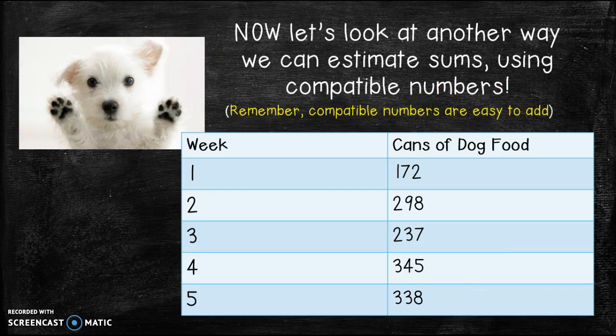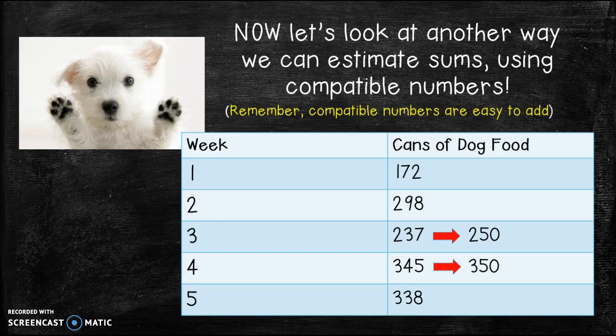Now let's look at another way we can estimate sums using compatible numbers. Remember, we talked about those yesterday too. Compatible numbers are numbers that are easy to add, but they're close to the exact number. So for week 3, we would change 237 to 250. 250 is a compatible number because it ends in a 5 or a 10, because you know how easy it is to add things that are in 10s or 5s. And 250 is close to 237. And then week 4, we would change that to 350 because it's very close to 345.